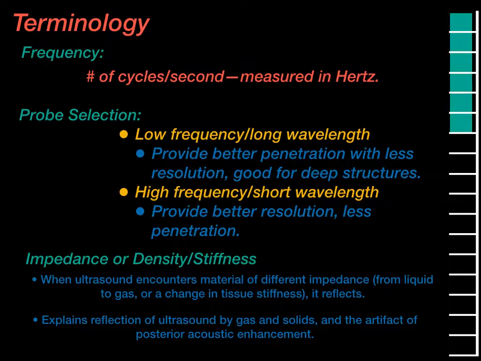Frequency is measured in hertz, or number of cycles per second. This becomes important when you're selecting a probe for use. A lower frequency probe emits a longer wavelength and is therefore able to dive deeper into structures, but does not provide the best resolution. A higher frequency probe provides a shorter wavelength and is therefore able to provide better resolution, but does not dive as deep into tissues.